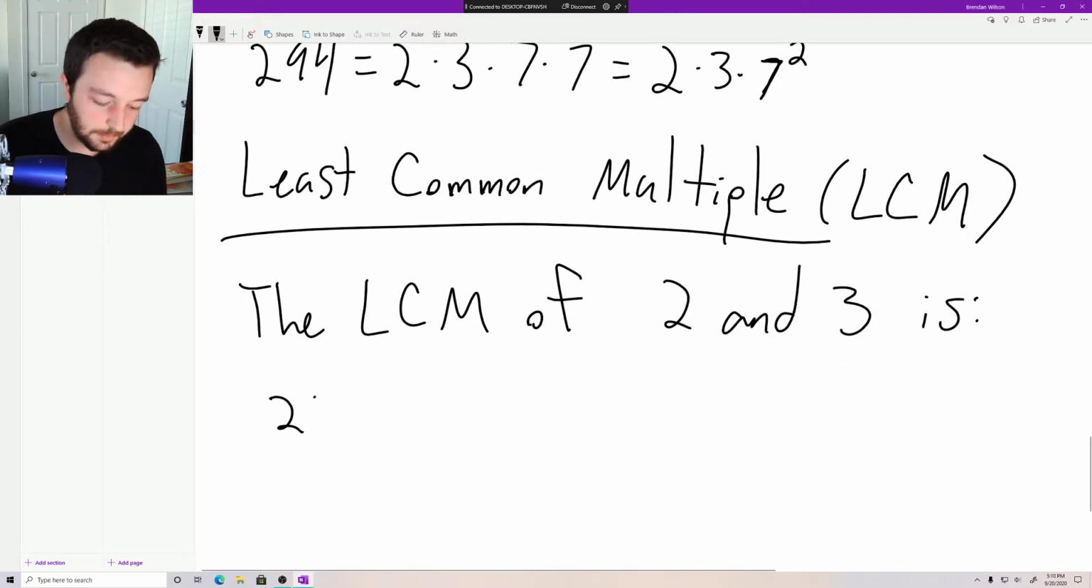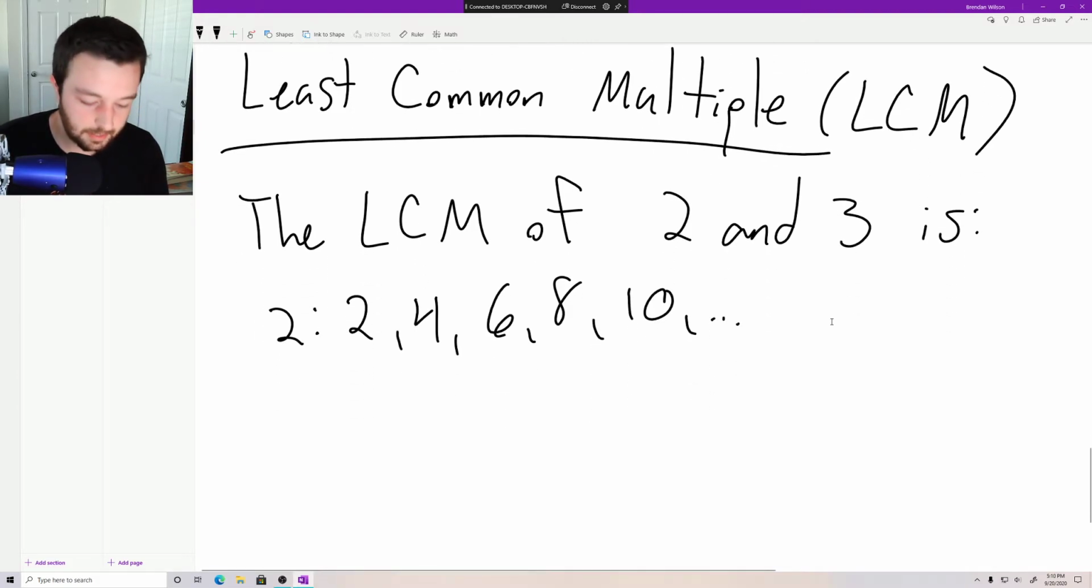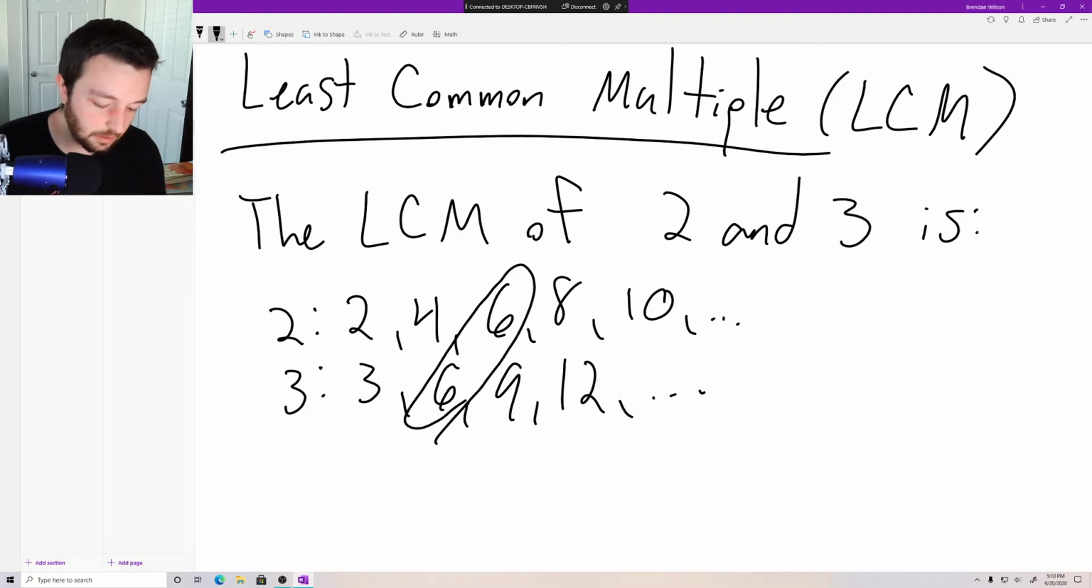Well, let's look at the multiples of 2, right? The multiples of 2 are 2, 4, 6, 8, 10, etc. Okay, so this is what we did last time. The multiples of 3 are 3, 6, 9, 12, etc. So the smallest one that they have in common is the 6. Okay.